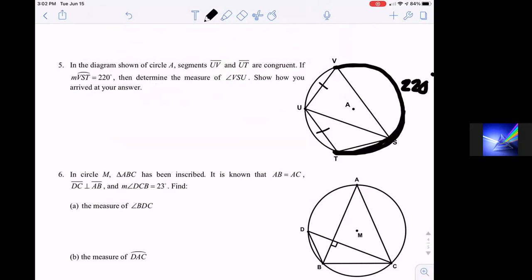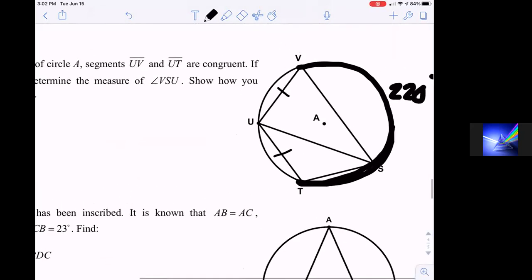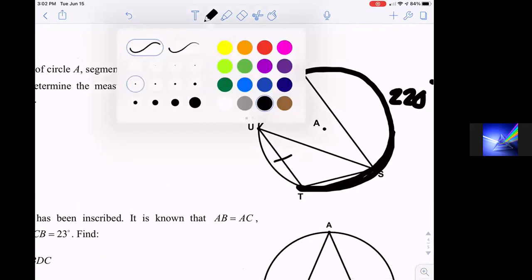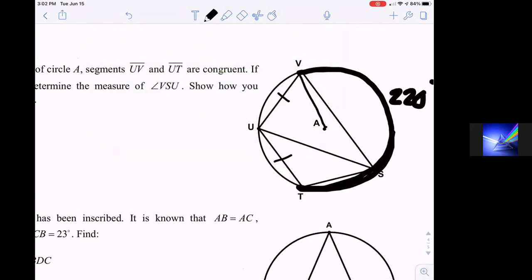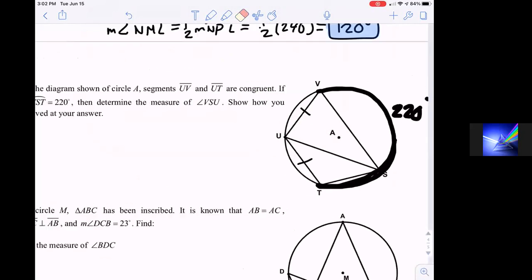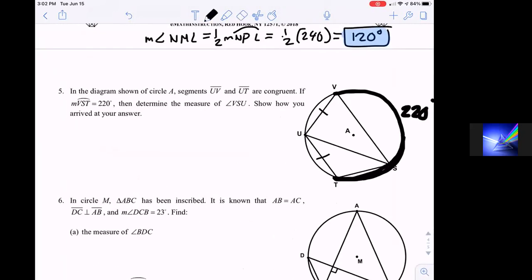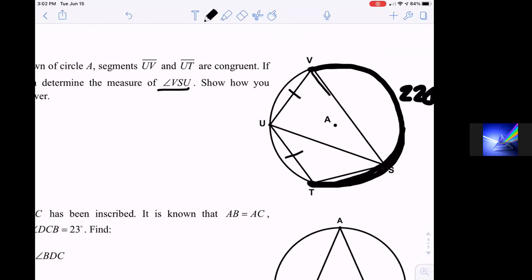is 220. Now remember, guys, that's measured from a central angle. So if you put in, let's say this right here, this radius and this radius, that angle is 220 just like that arc length. That arc is 220. We want to now determine angle VSU. So really, we want to find that missing angle right there.